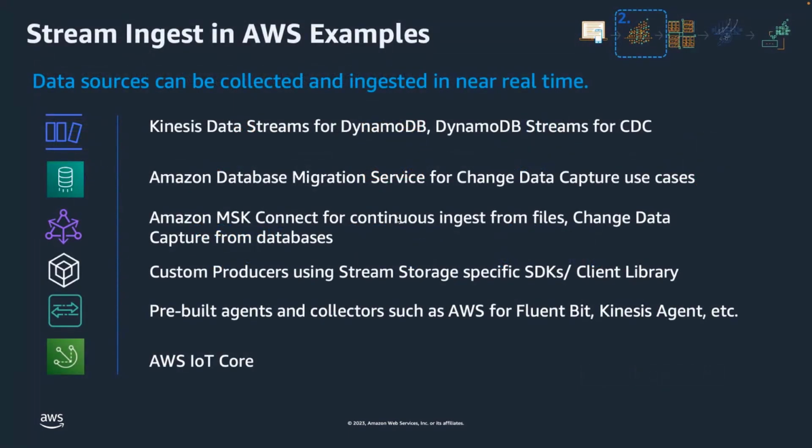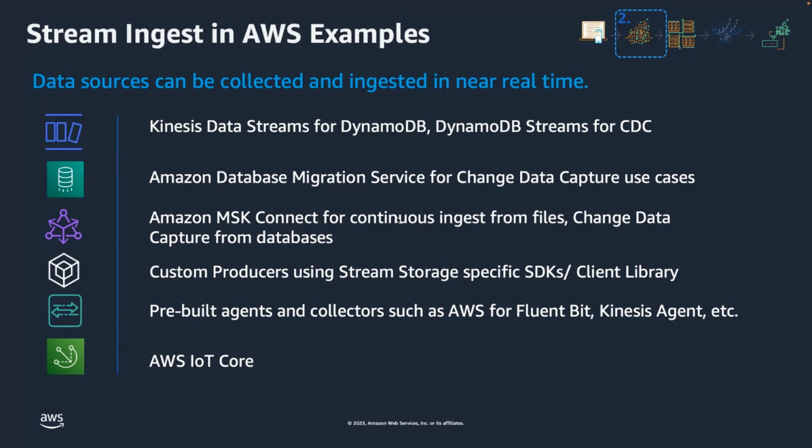Let's start with your options of streaming ingest in AWS. Now, this might seem like a lot of options, and it's true, there are a lot of options. And this isn't actually all your available options. But I'd like you to notice a pattern here. The patterns such as change data capture, or custom building for things like microservice streaming, or even pre-built agents, which are continuously streaming.